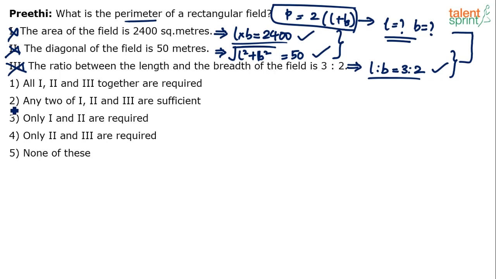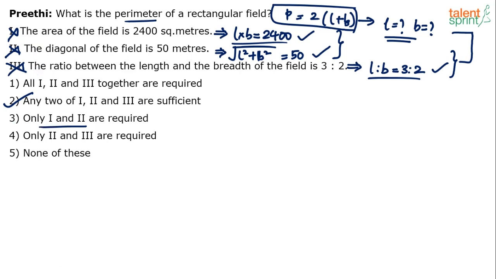So your answer to this question should be: any two of 1, 2 and 3 are sufficient. Strictly speaking, option 3 is also correct, because it says only 1 and 2 are required. Yes, only 1 and 2 are required to get the answer. But at the same time, 2 and 3 can also give me the answer, and 1 and 3 can also give me the answer. So it is partially correct, I would say.